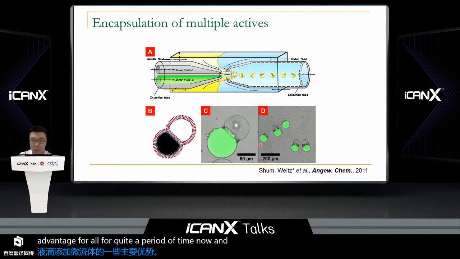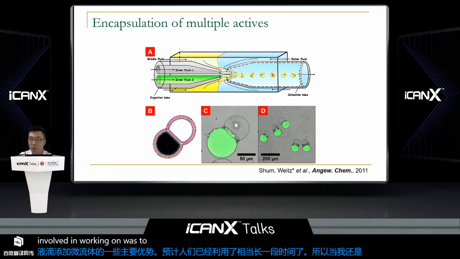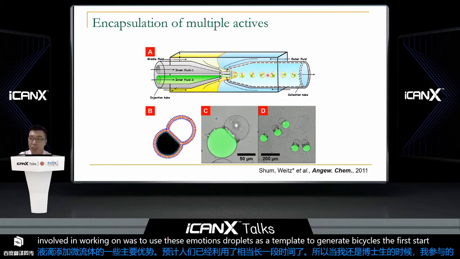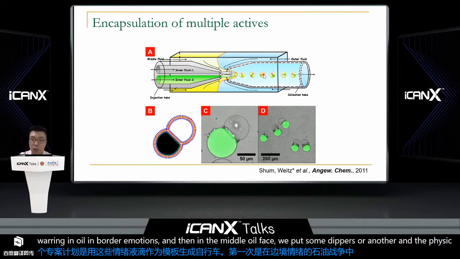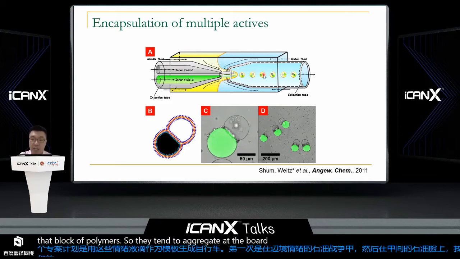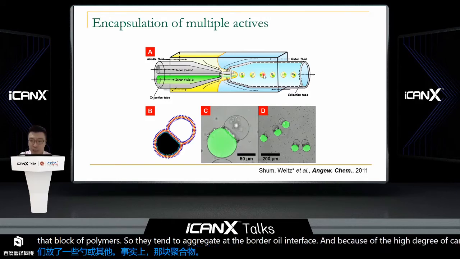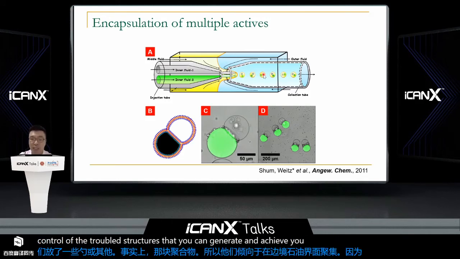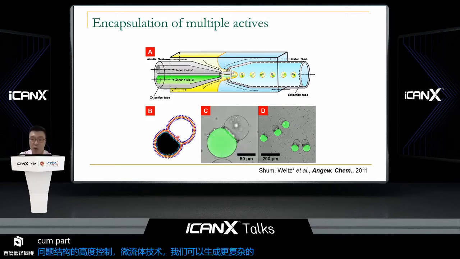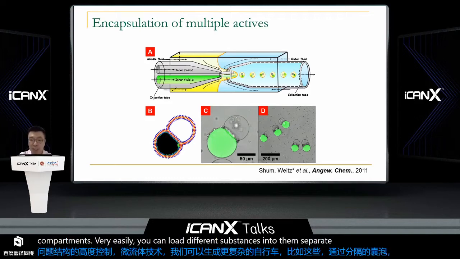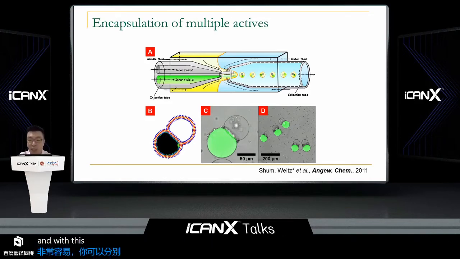When I was a PhD student, one of the projects that I was involved in was to use these double emulsion droplets as templates to generate vesicles. We first start with water-in-oil-in-water double emulsions, and then in the middle oil phase, we put some lipids or other amphiphilic block copolymers, so they tend to aggregate at the water-oil interface. Because of the high degree of control of the droplet structures that you can achieve using droplet microfluidic techniques, we can generate much more sophisticated vesicles, such as these bicompartmental vesicles or even higher numbers of compartments, very easily. You can load different substances into them separately. This was not easy at the time, and with this, you can open a lot of possibilities.